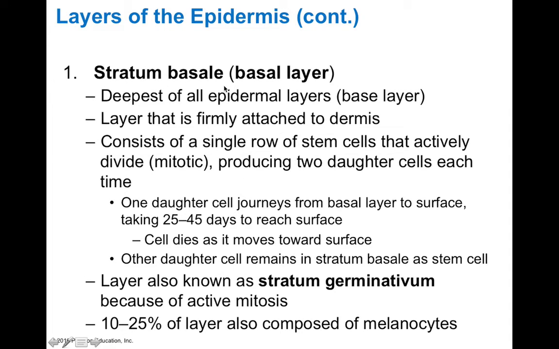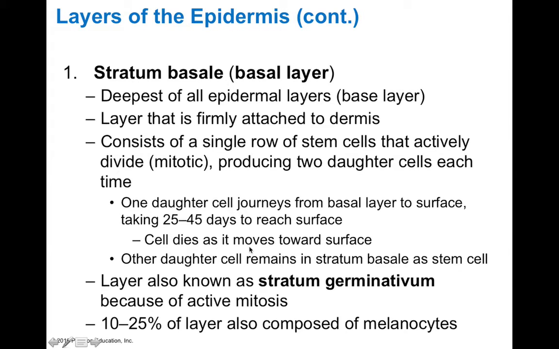Now, the basale is this deepest layer, and it's firmly attached to the dermis by way of the basement membrane. And it consists of a single row of actively mitotic stem cells that produce daughter cells that then are pushed up superficially into the epidermis. One daughter cell journeys from the basal layer towards the surface, and this can take up to 45 days to reach the surface, which is why we say that on average, you can replace your skin about once every 2 months or so.